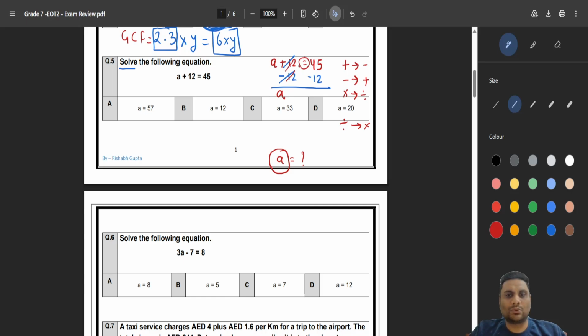What do I see next? Equal. So equal. Equal how much? 45 minus 12. 45 minus 12 is how much? 33. It means the value of A is 33. Option number C here. Okay.